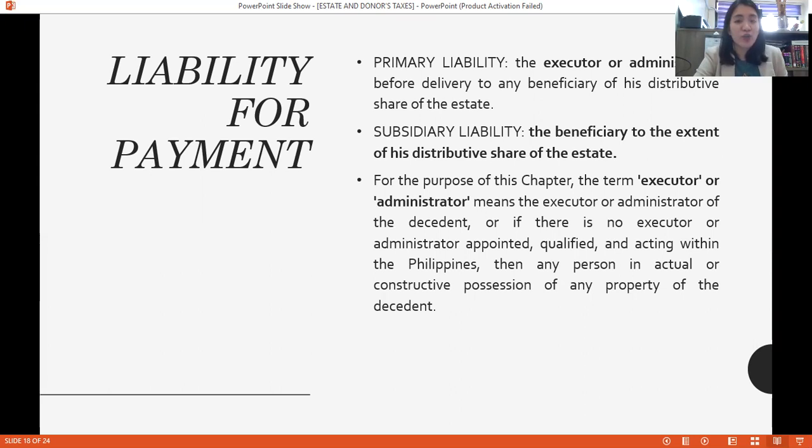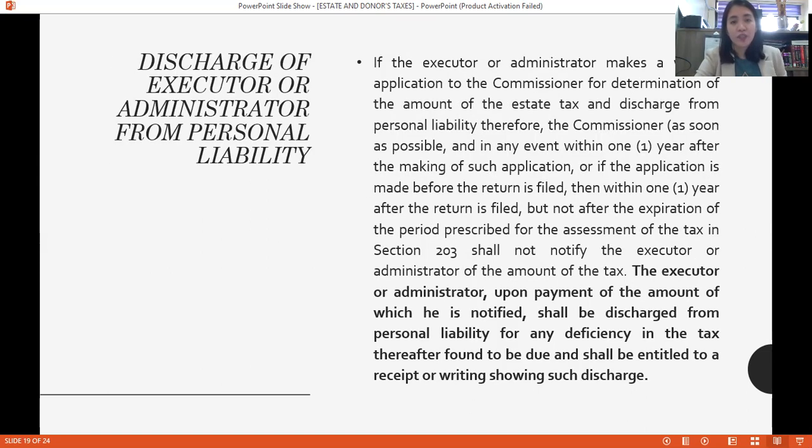When you say executor or administrator, it means the executor or administrator of the decedent kapag meron siyang designate, or if there is no executor or administrator appointed, qualified and acting within the Philippines, then any person in actual or constructive possession of any property of the decedent.